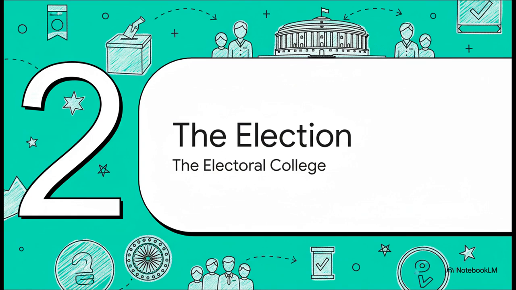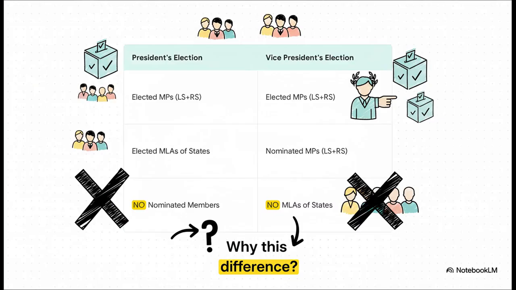The first huge difference, and you've got to know this, is the electoral college itself. So who exactly gets to cast a vote for the vice president? Okay, so look at this. This slide lays it out perfectly. For the president, you have elected MPs and elected MLAs from the states. But for the vice president, here's the twist. You get both elected and nominated members of Parliament. But, and this is the key part, you completely leave out the members of state legislatures. No MLAs get a say at all.